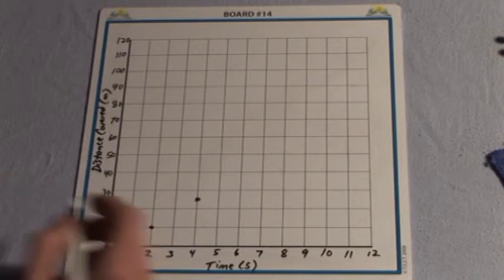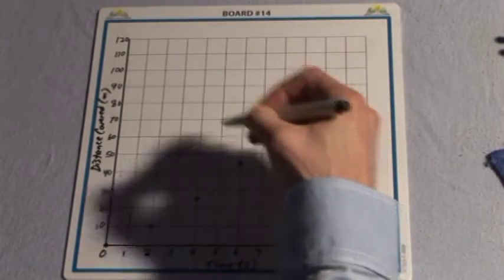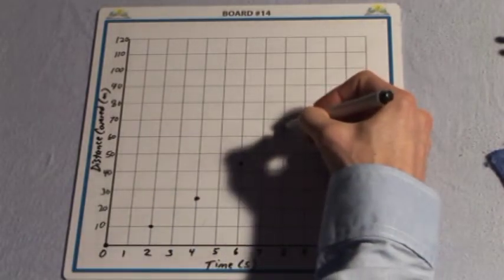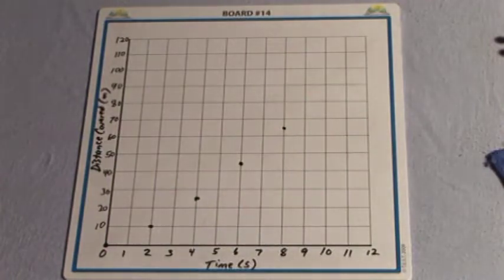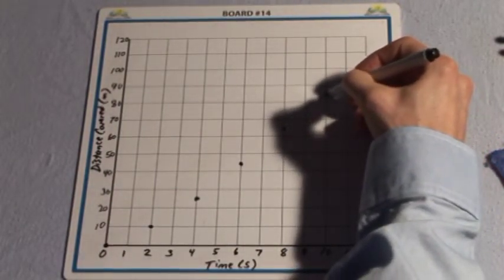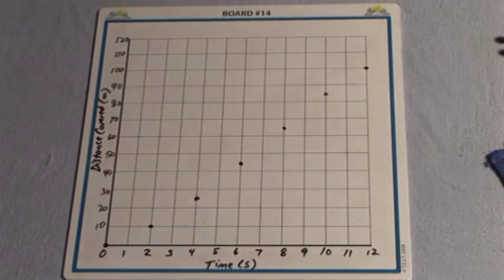Then the next interval is at 6 seconds, which is 45. And then the next one is 8 seconds, which is 65. The next one is 10 seconds, which is 85. And finally, at 12 seconds, he has completed 100 meters. So this is a scatter plot.